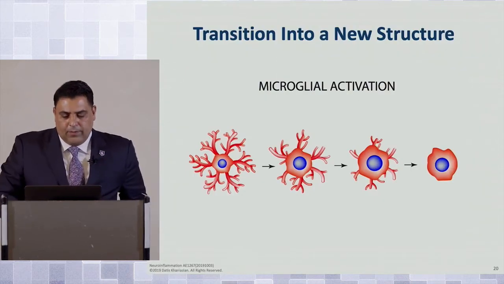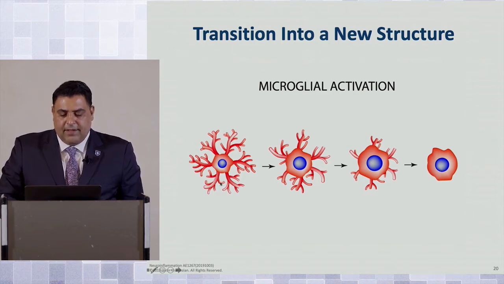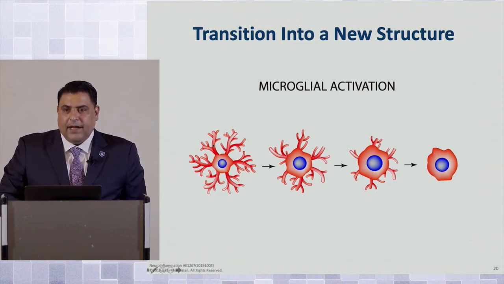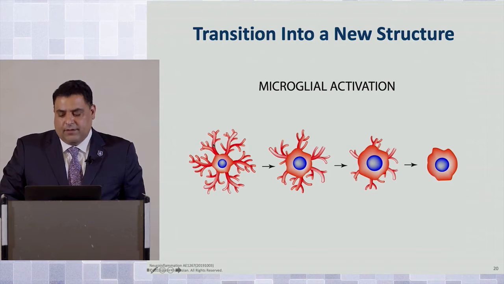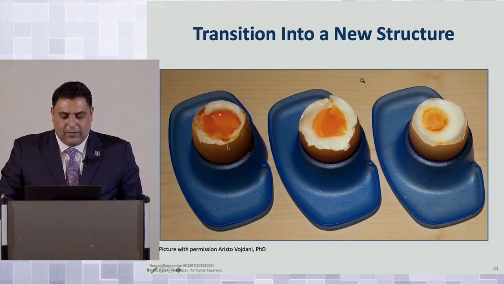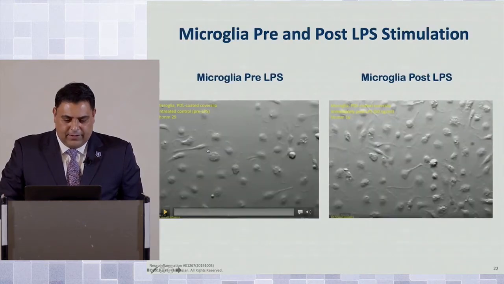So when microglial cells transition into a primed state, they only go from left to right. They don't reverse back. So once they get formed, they're there. Just like a hard-boiled egg. Once a hard-boiled egg gets formed, you can't reverse it. So that's the key thing. Here's some videos of primed glial cells.